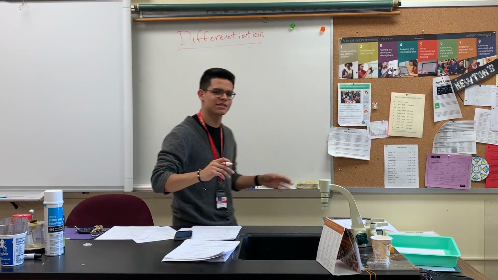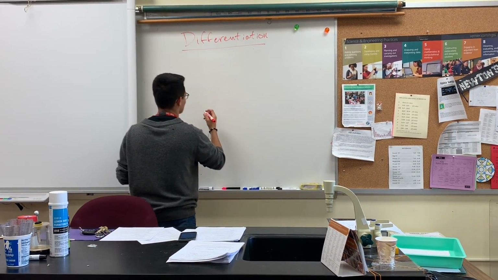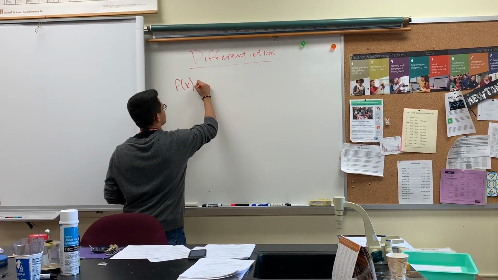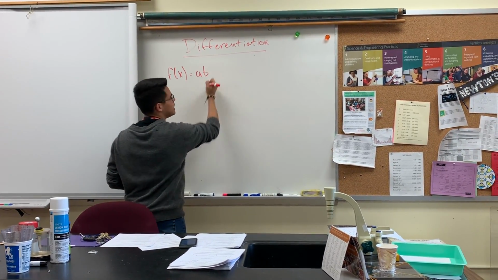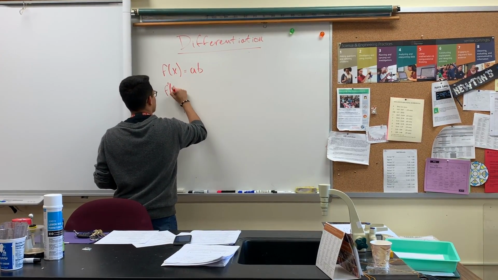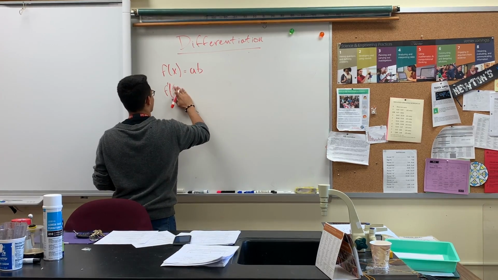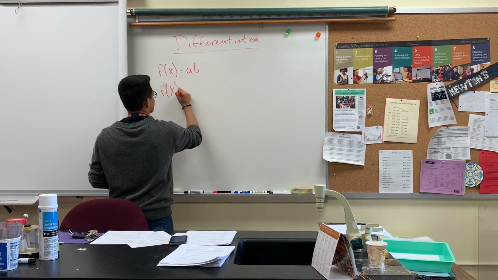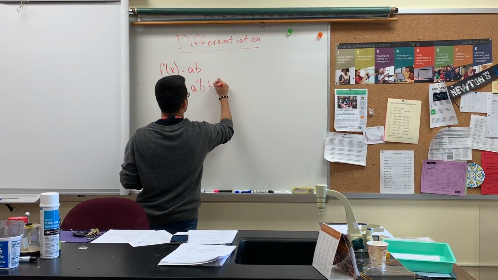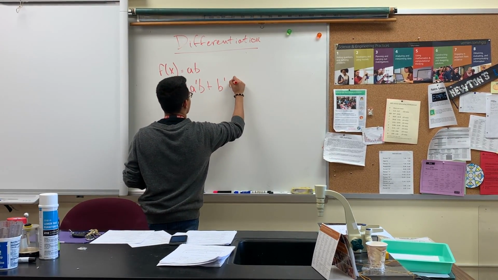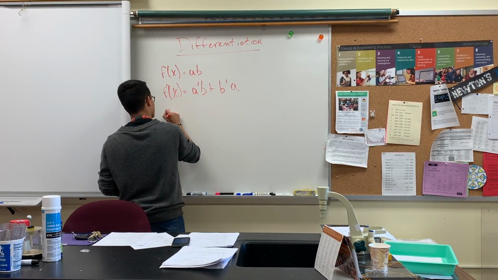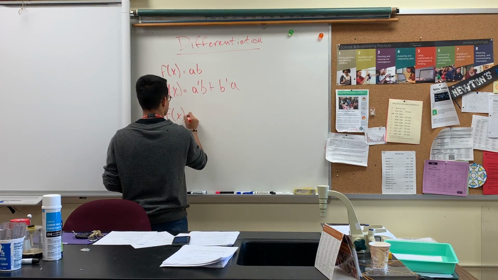First rule that we're going to be covering today is known as the chain rule. So if you have a function, f of x equals a times b, then f prime of x, the derivative of f of x, is equal to a prime b plus b prime a. Okay? Now, Joe, I would like you to come up here and solve this.